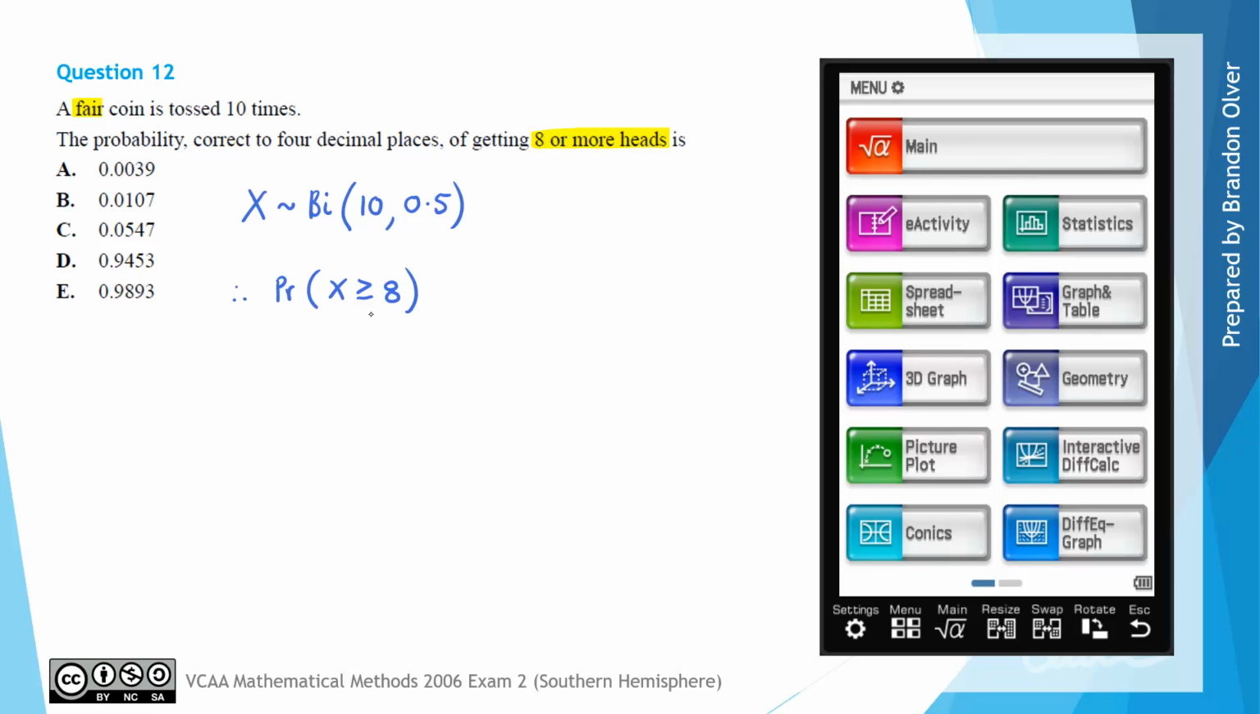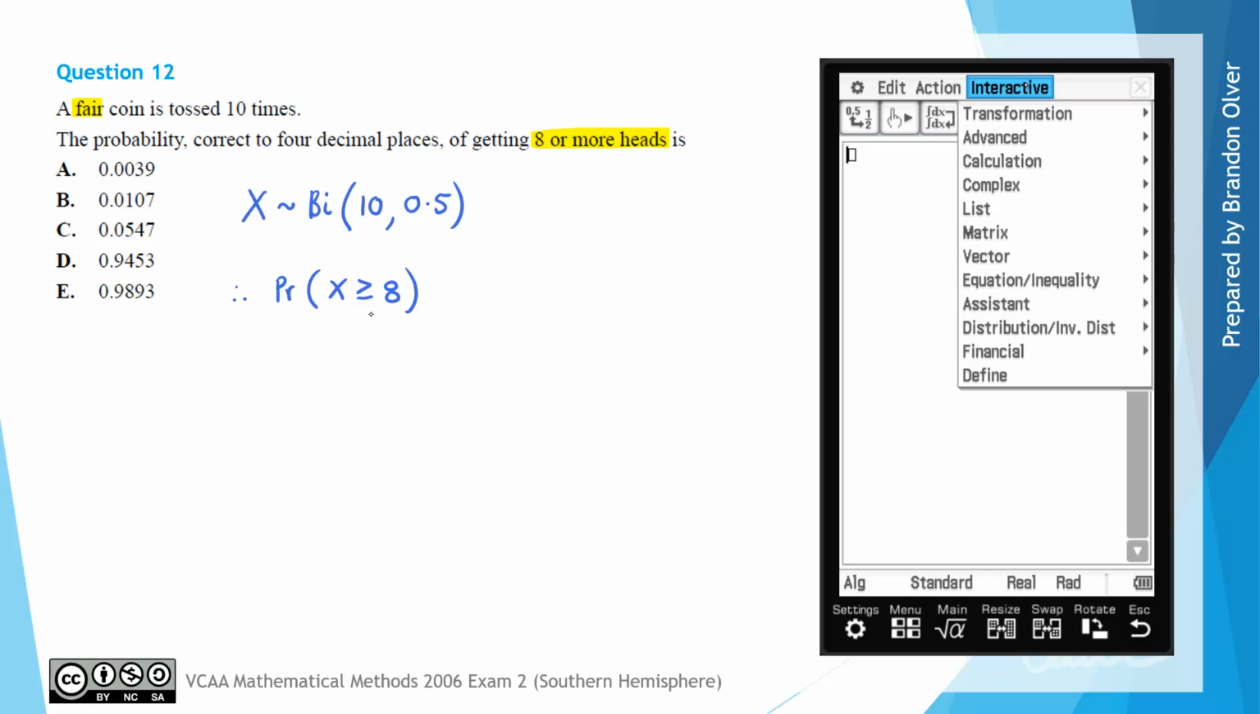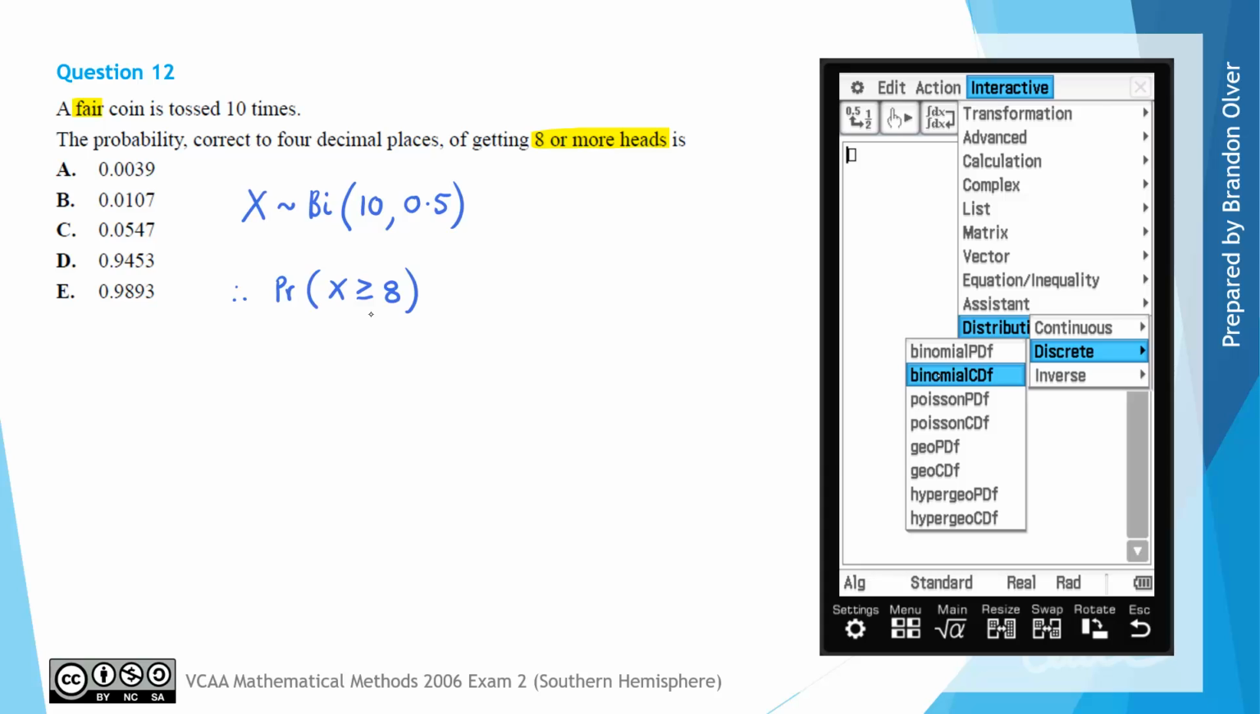We can now use a calculator to help find that probability. On the CAS calculator, go into the main menu. Next, we want to find the binomial CDF command because it's a cumulative question that we're dealing with. So we go interactive, distribution, discrete, and we want binomial CDF.